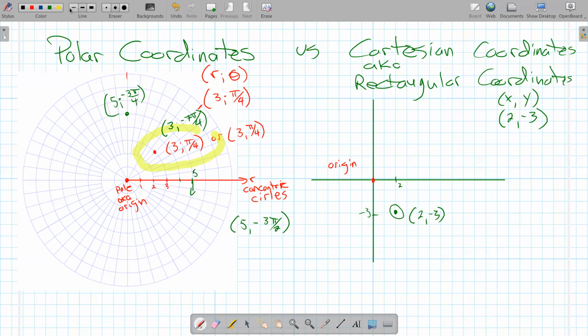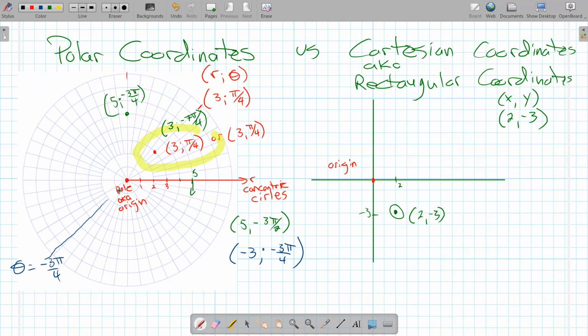Now it gets wackier though. So here's the wacky part. Consider the points with a negative radius. So -3; negative 3 pi over 4. Okay, so let's consider the angle before I consider the negative radius here. Negative 3 pi over 4, so that would be 1 pi over 4, 2 pi over 4, 3 pi over 4 in a negative direction. So that puts me on this spoke right here. That spoke right there is theta equals negative 3 pi over 4.